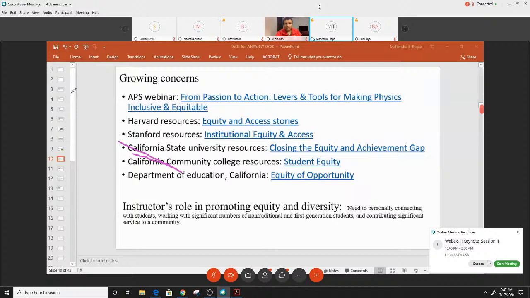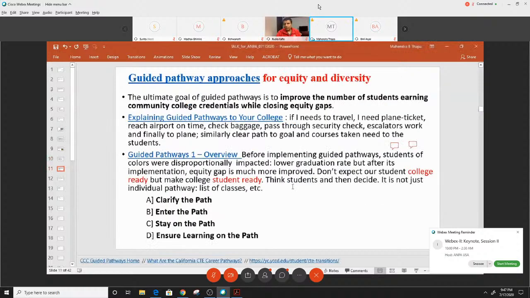In California, to promote the equity and the diversity, they use this approach, the guided pathway approach. So this guided pathway approach takes a student to the success level. So it has four pillars. That is the clarity of path, enter the path, stay on the path, and ensure learning in the path. These are the four pillars that the California community college system uses to make equity and diversity flourish in the classroom.